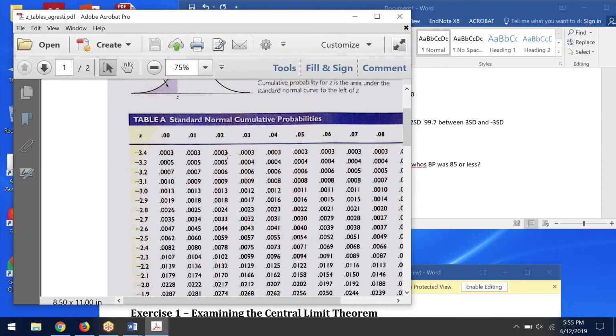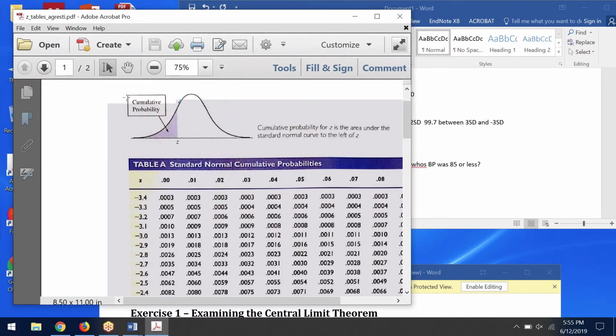Okay, so we want to know what area of the distribution is represented by a z-score. You can see z over here, right by this little sketch of a normal distribution. This table represents the area that's darker here. Whatever z-score we're looking up, it's going to return the area of the distribution that's below that value, from that value down. So, negative 1.5 standard deviations.